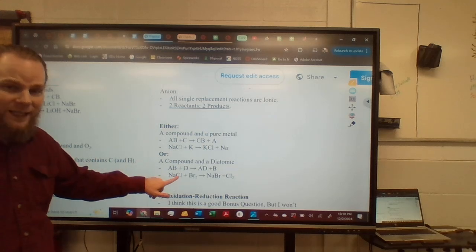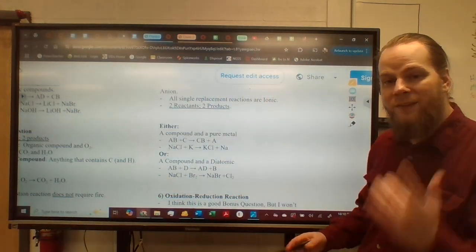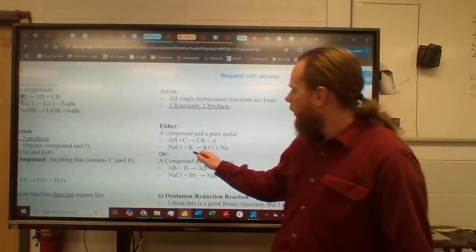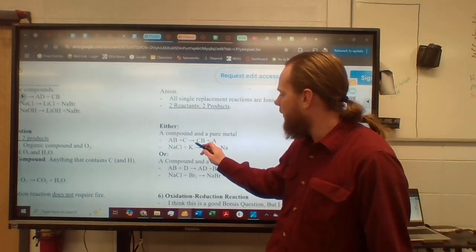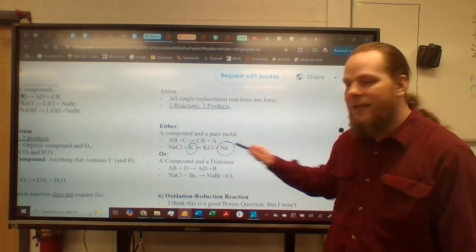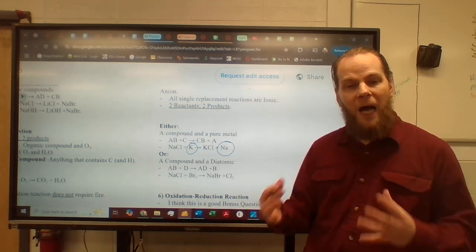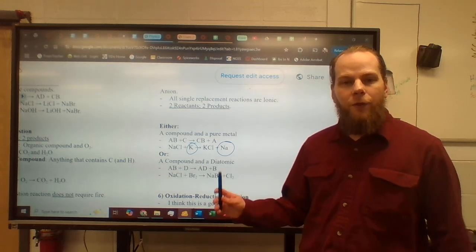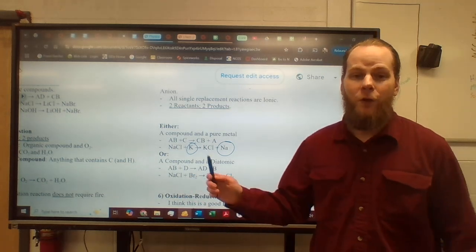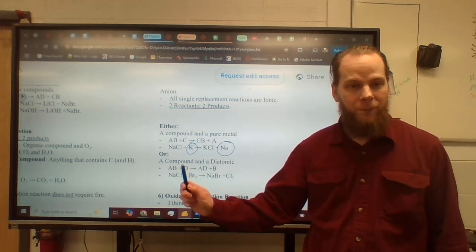Now the difference between these is that one of them is a cation, the other is an anion. The way you can tell is if you look at the elementals. So in this reaction, we have NaCl plus K and KCl plus Na. K and Na are our elementals because they are not bonded to anything. They are by themselves. Okay? These are both metals. Metals form cations. So this is a cation replacement because the 2 elementals are metals.